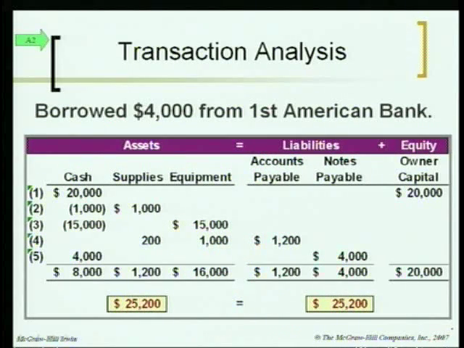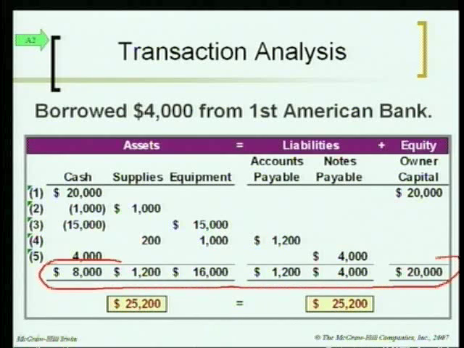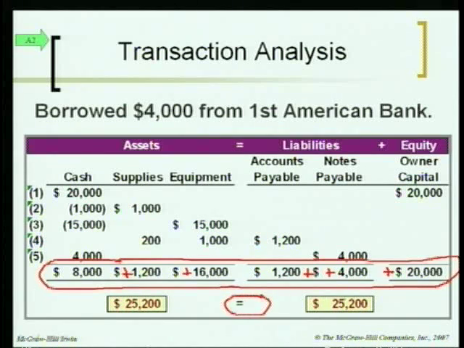Notes payable goes up by $4,000 on the right side. Cash goes up by $4,000 on the left side. Does the accounting equation stay true? Yes. At any point, looking at the screen, you can figure up the account balances and make sure that the accounting equation all stays good. You can make sure that 8,000 plus the 1,200 plus the 16,000 equals the 25,200, and the 1,200 plus the 4,000 plus the 20,000, that also equals 25,200, and these equal. Correct? Next transaction.